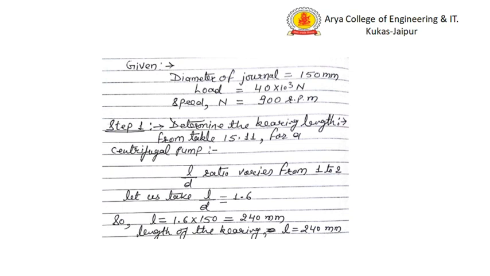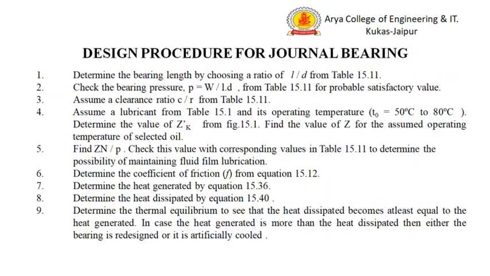So what are the given parameters? The diameter of the journal is 0.15 meter, that is 150 mm. Load is 40 kilonewton, so 40,000 newton. Speed is 900 rpm. We will solve this problem with the help of this design procedure, step by step.